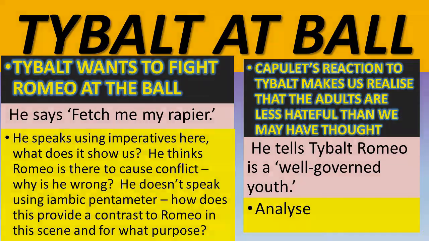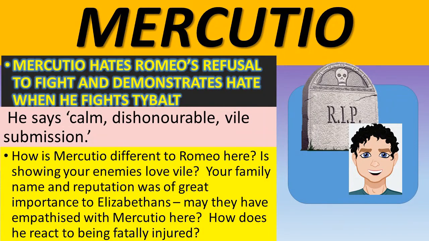Okay, we move on now to Mercutio. So he hates Romeo's refusal to fight and demonstrates hatred when he fights Tybalt. He says "calm, dishonourable, vile submission." And here's the analysis. Once you've made that point and you've included the evidence in this paragraph, you've got these questions to answer to provide that great analysis.